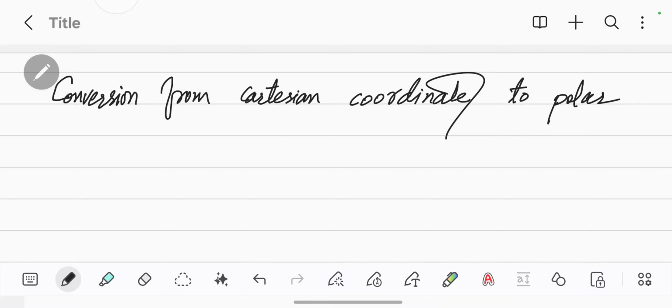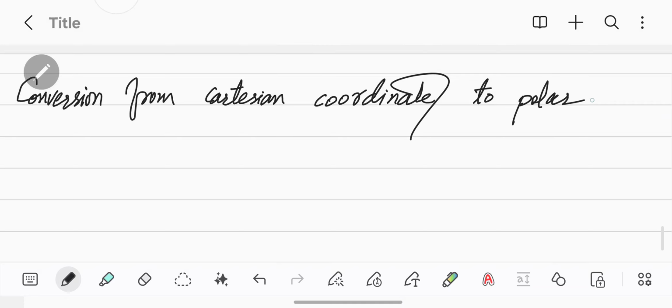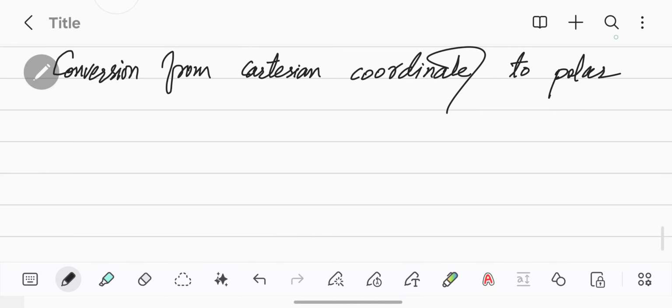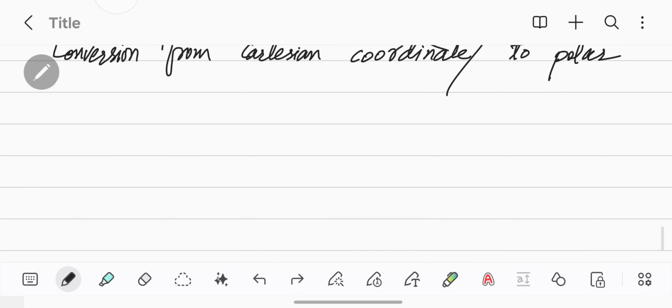Hello. In the previous video, we learned how to find the trigonometric form of complex numbers. In this video, we will do some examples in which we will convert Cartesian coordinates of a complex number to polar coordinates or the trigonometric form. Polar coordinates or the trigonometric form is the same thing. So, we are given some examples.